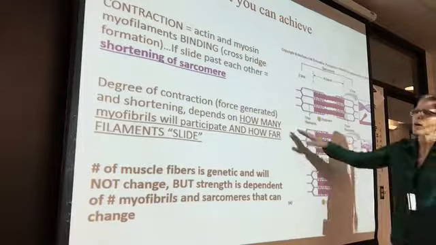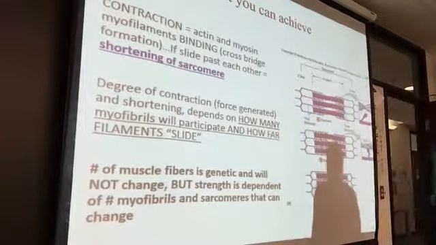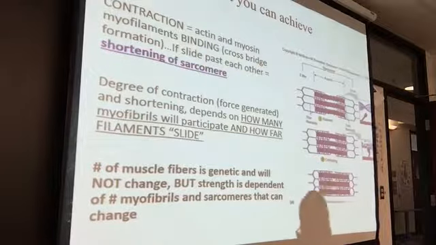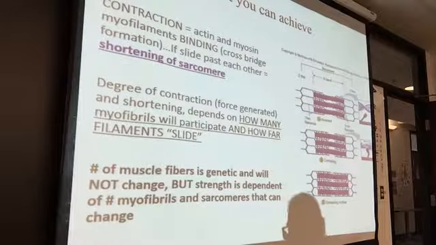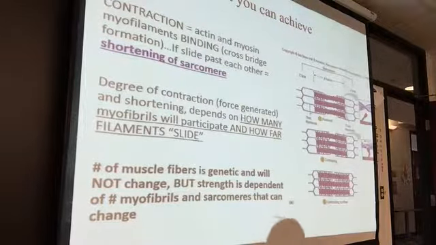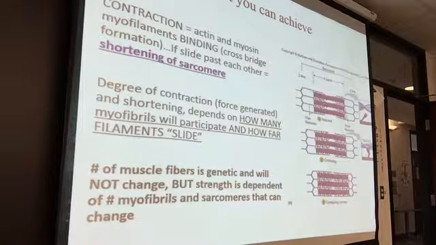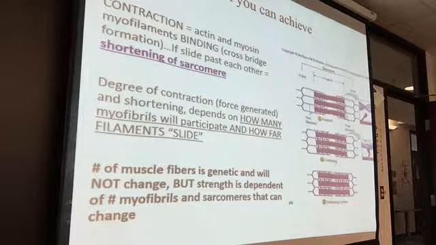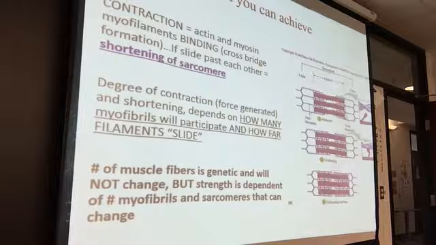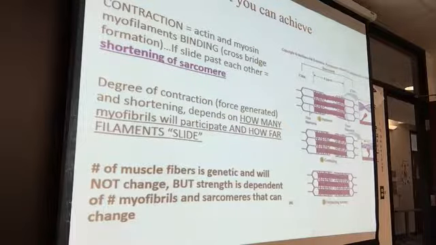So how many myofibrils will participate and how far will they slide? That's really the question I'm getting at here. So how many of these do you have in a muscle? And like I said, clearly these larger muscles in your lower limbs have a lot, right? Compared to much smaller muscles in the upper part of the body. But that's from a lifetime of use, just like we talked about. And that's what creates these differences in the bones to which these muscles are attaching.